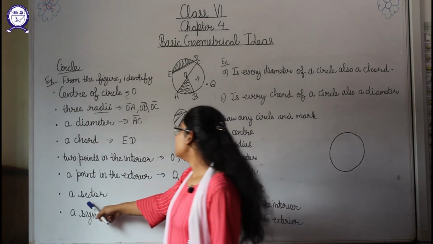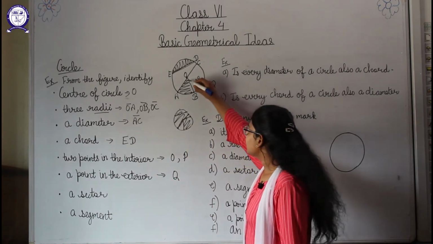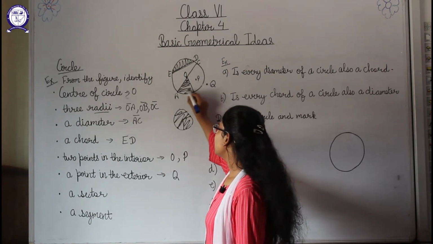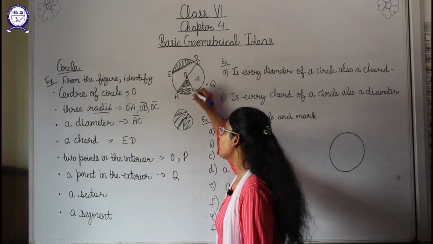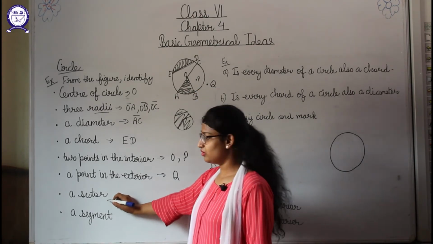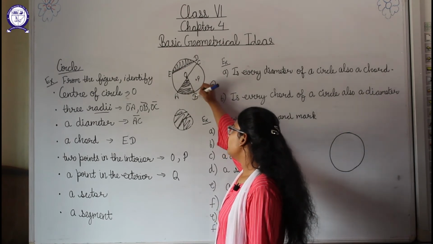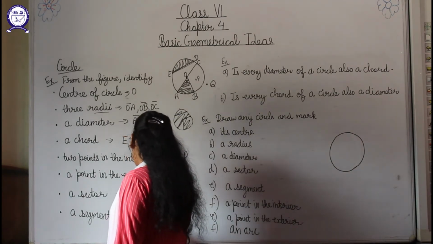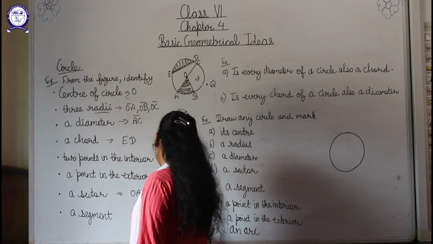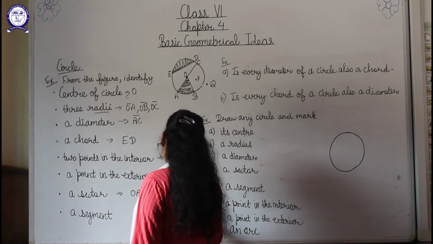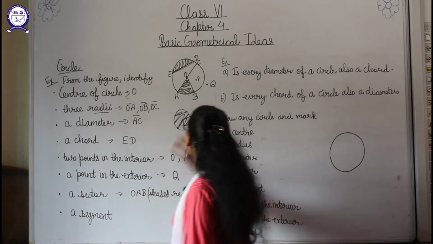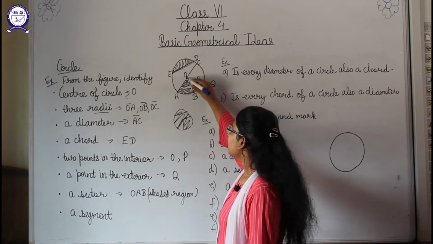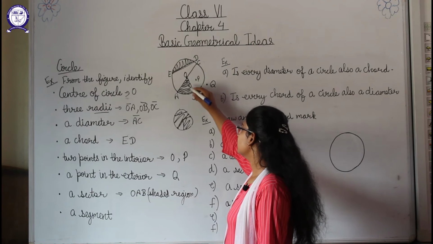Now a sector. What is a sector, students? Here this is O, this is A, this is B, and when we shade this portion, this shaded portion is called a sector. So here O, A, B shaded region is the sector. What is the sector? O, A, B shaded region is called sector. OAB means this one, O is this, AB is the arc, and the area including these is called sector, this shaded portion.